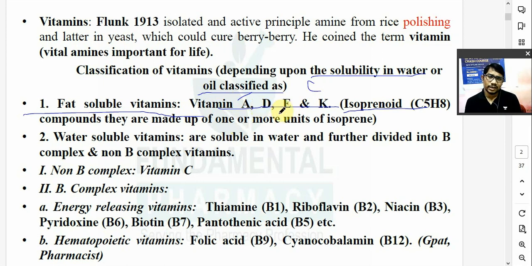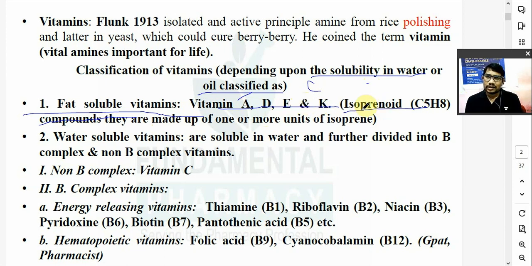Then vitamin E is known as tocopherols. Vitamin K is known as phylloquinone. So these are the vitamins known as lipid soluble vitamins. They are soluble in oil, lipids and fats. They have an isoprenoid unit, so they will have one main ring. In vitamin A, there is a beta ionone ring. In vitamin D, there is a steroidal ring. Vitamin E has a tocol ring. Vitamin K has a phylloquinone, a benzoquinone ring.